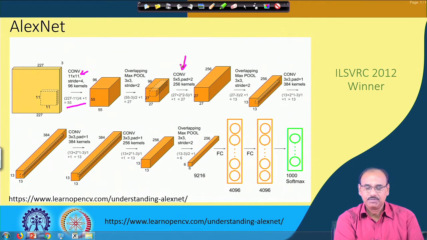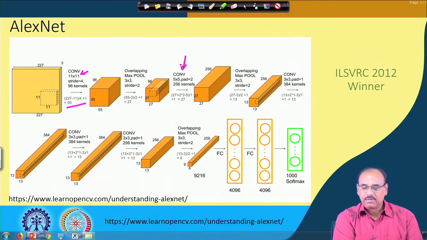So the size of the feature maps generated by the second convolution layer remains the same as the input feature map size. And the number of kernels in this case is 256. That means from this convolution layer output, you get 256 different channels or different feature maps. And every feature map is of size 27 by 27.